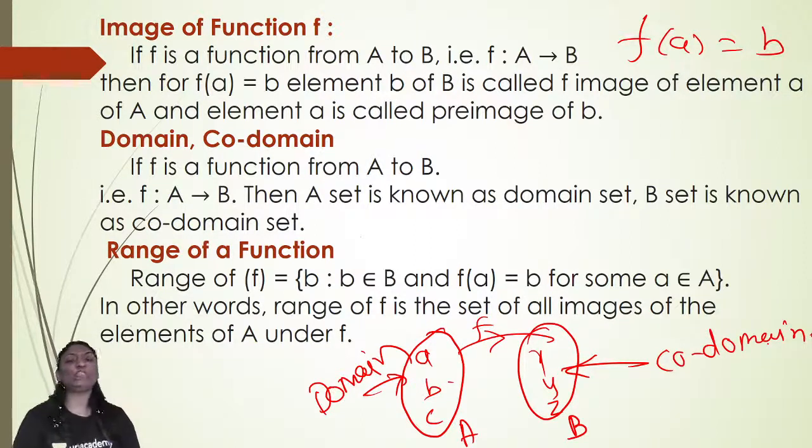Okay, and range of a function. So range of a function, it means what? Range of f is the set of all b such that b belongs to B and f of a is equal to b. In other words, the range of f is the set of all images of the elements of A under f. So here the range of f is X, Y, Z, all those elements in B which are images of the elements of A.